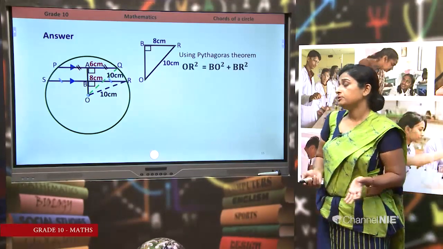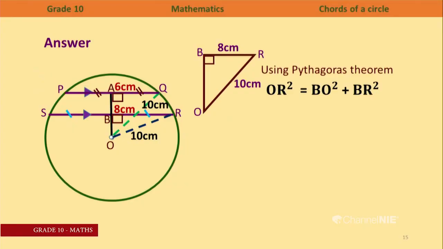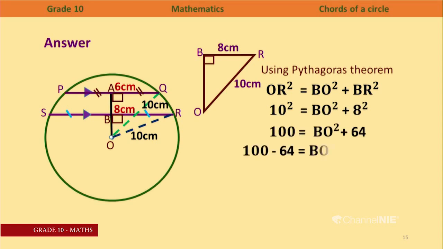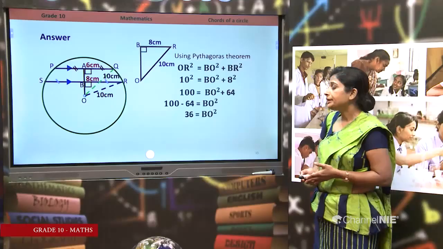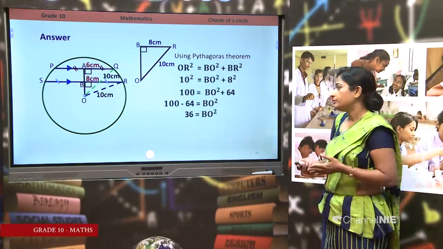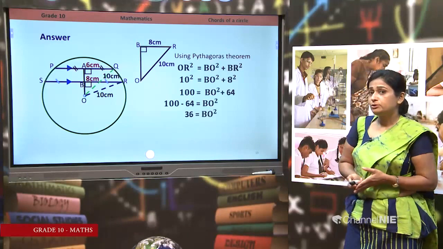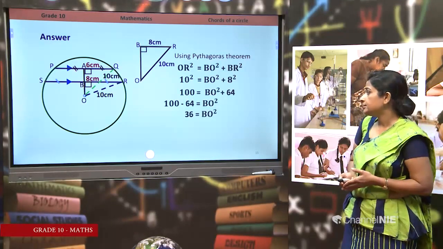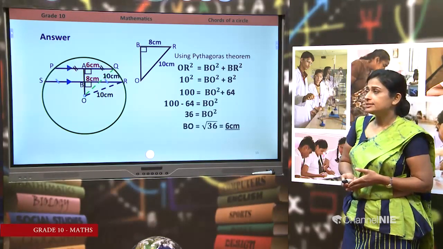Then you should substitute the values. OR is 10, BO we don't know, and BR is 8. So, we have to substitute that. Then we should solve it and we get BO squared is equal to 36. Then we can find BO. BO is equal to the square root of 36. It is 6 centimeters.